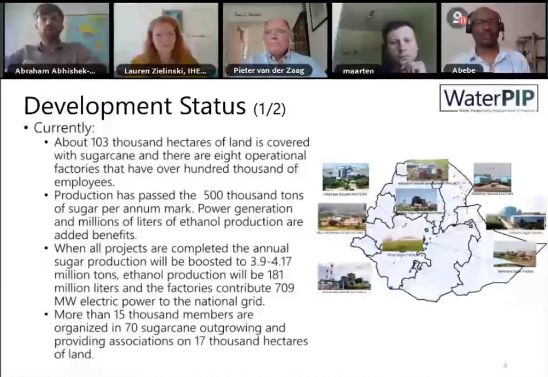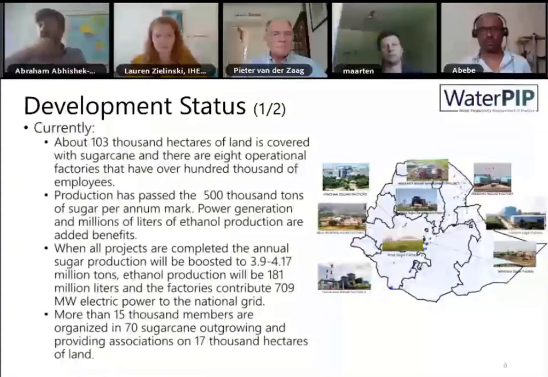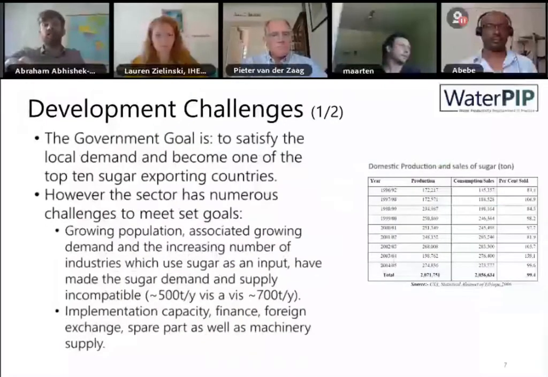When all these projects, the 10 projects that are mentioned, are completed, the intention is that the sugar production is boosted to 3.9 to 4.717 million tons. And ethanol production would be 181 million liters. As well as that, the factories would contribute 709 megawatts of electric power to the national grid. The amount of labor actually involved is tremendous. There's 15,000 members organized in 70 sugarcane outgrowing and providing associations on 17,000 hectares of land.